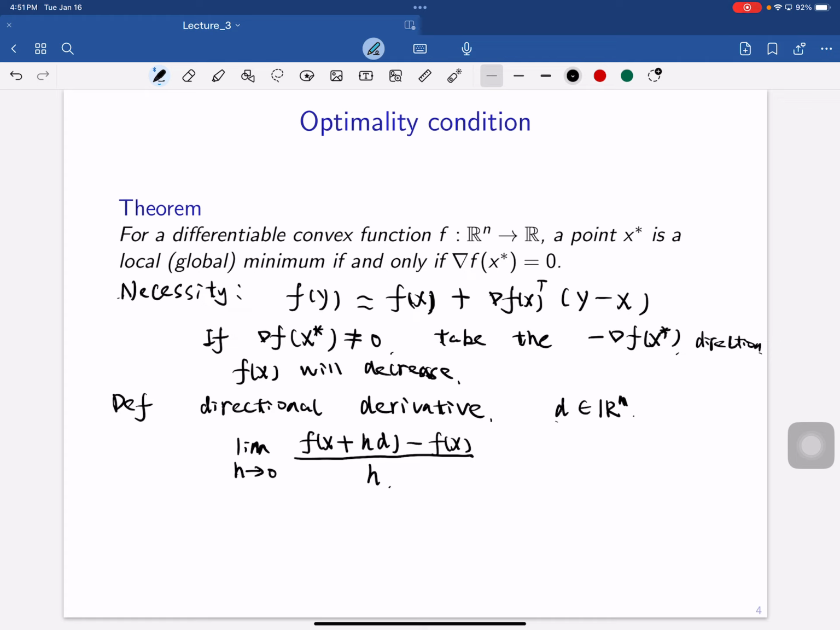Okay, so anyone knows how to calculate this? What will the directional derivative be equal to? That's a very well-known result in calculus. It's nothing but the gradient of f(x) transpose d.